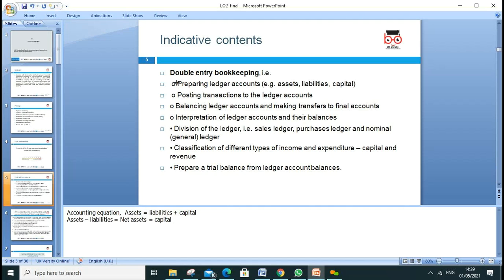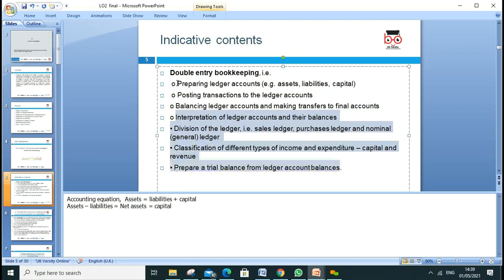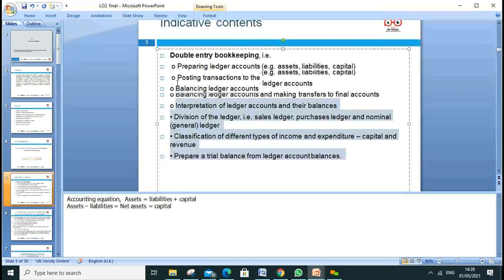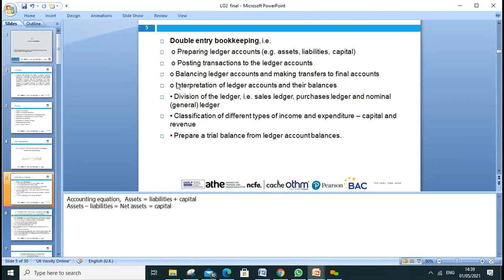Anybody any question, please? Is it okay? So net assets always equal capital. If you know net assets, you know your capital. Sometimes if you need to find the capital figure, we can do it this way. We will go through posting transactions in ledgers, how we make the transfer to final accounts, interpretation of ledger balances, and the different types of sales ledger, purchase ledger, nominal codes and nominal ledgers. All our discussion will be on these.